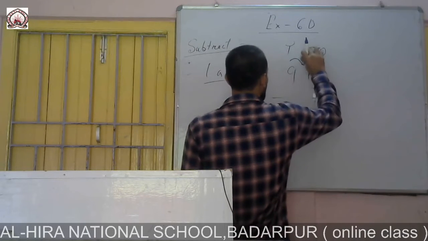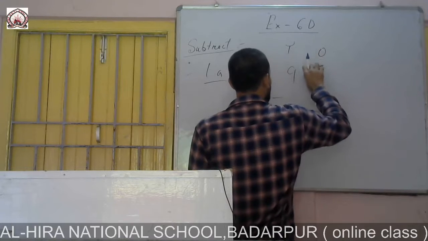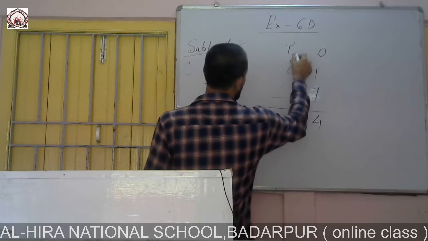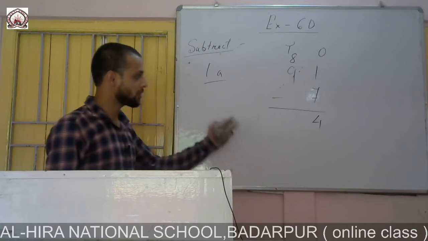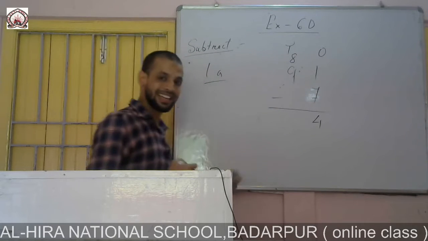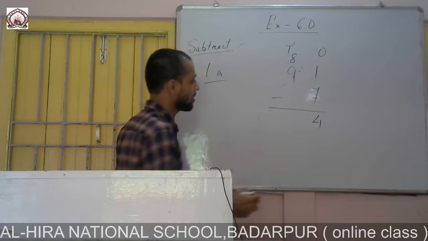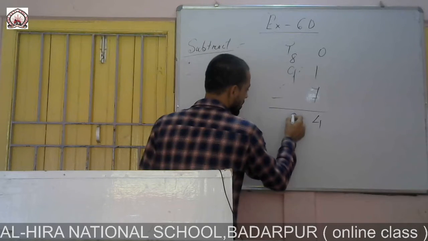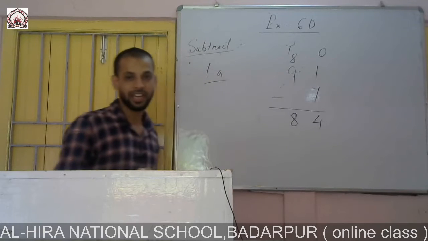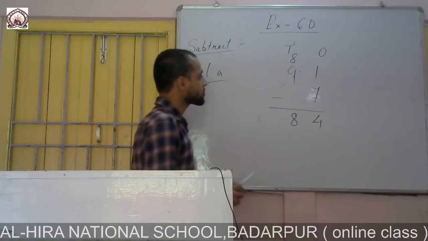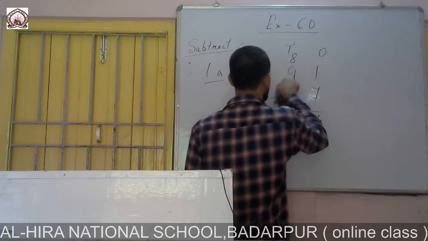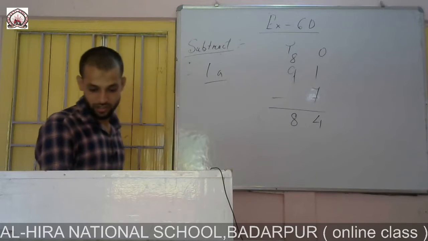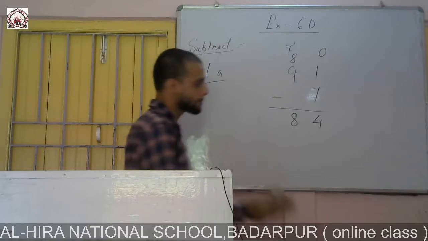As we have taken 1 from the tens place, here the digit will be 8. We write 8 in the tens place, as only one digit is there. So the answer will be 84. Now moving towards the next question, that is G.